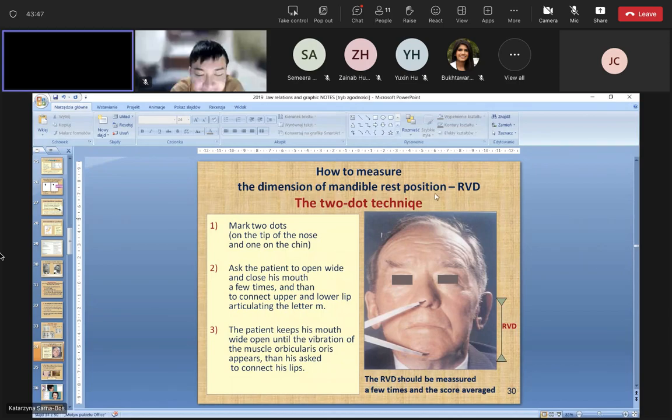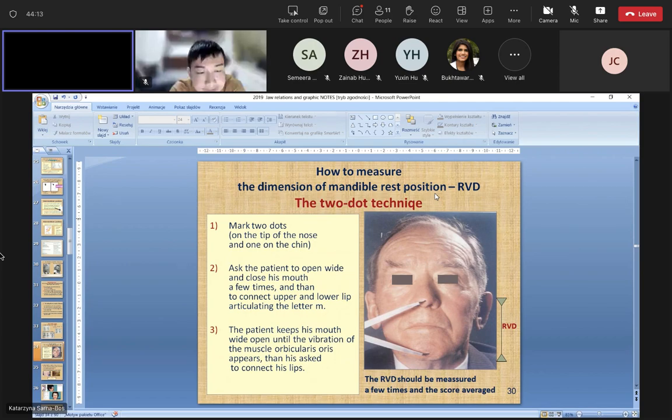And when you try to say the letter M, like this, you can notice that your lips are in light contact and your teeth are not in contact. So we can say that this is the freeway space between them. So thanks to that, we can record the rest vertical dimension.